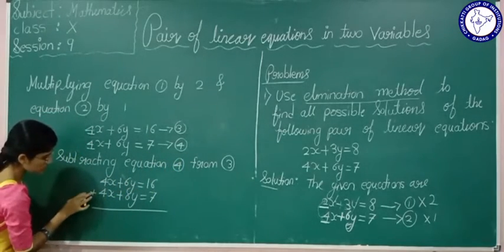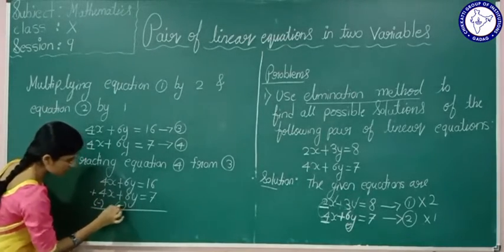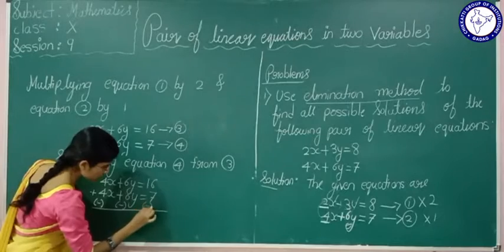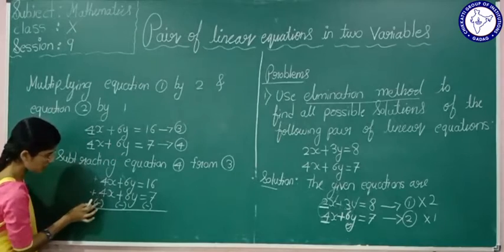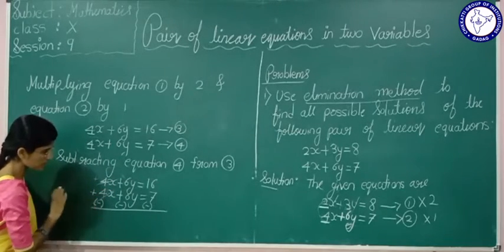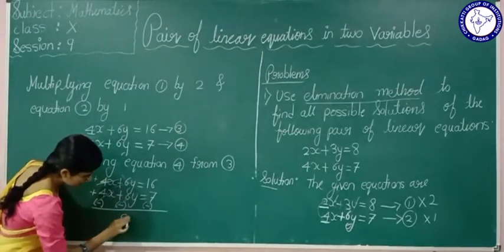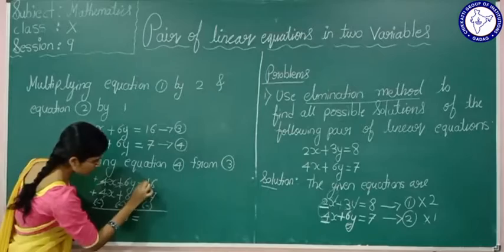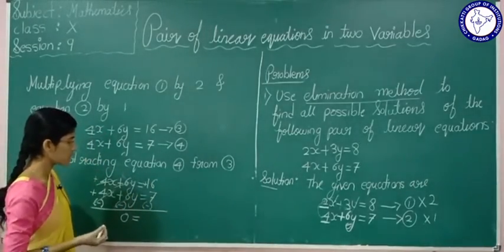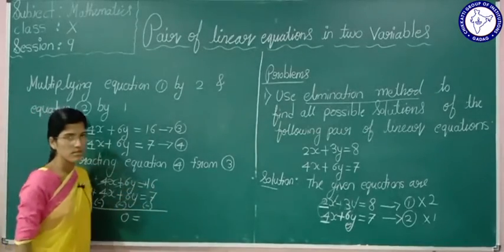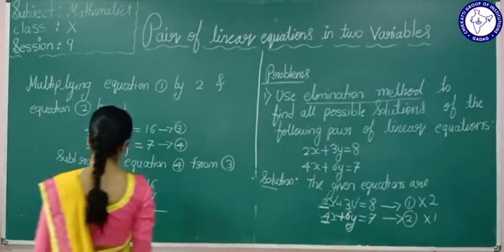Here the signs will change. Here plus is there, it will be minus. Now see here, plus 4x minus 4x, these are cancelling. Plus 6y minus 6y, this is cancelling. I am getting a 0. 0 is equal to 16 minus 7, plus minus is minus. 16 minus 7 is 9.